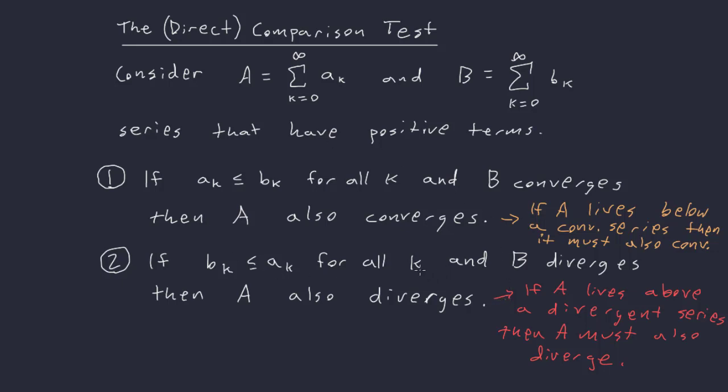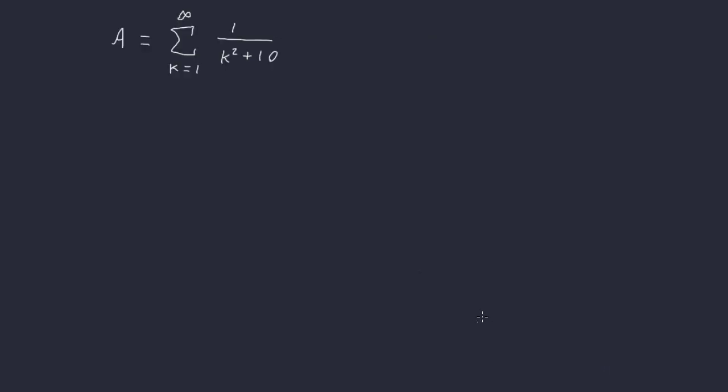So let me give a quick example. All right, let's consider this series here. A is the series sum from k equals 1 to infinity of 1 over k squared plus 10.